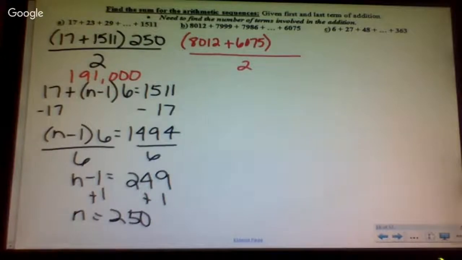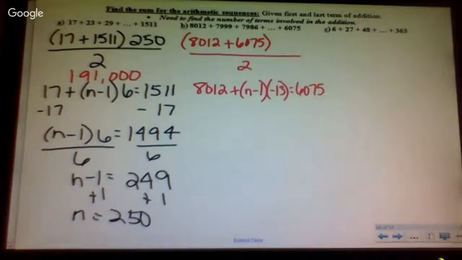What goes first in this equation now? 8,012 plus n minus 1 times what? Negative 13. Okay? I'm putting the negative 13 in parentheses because I don't want you to think it's subtraction. It's multiplied by negative 13. Equals. What's my final number that goes in there? 6075.